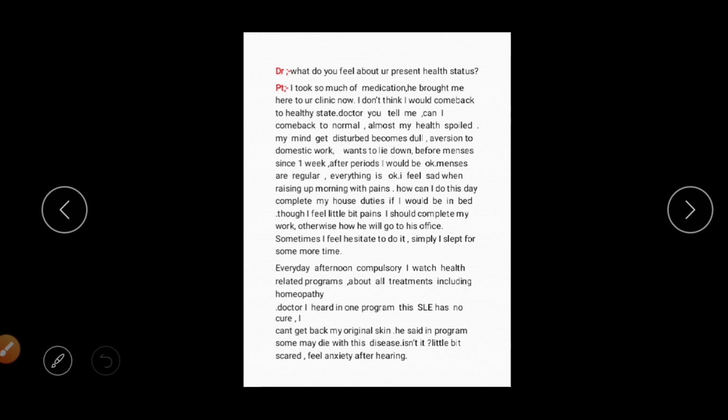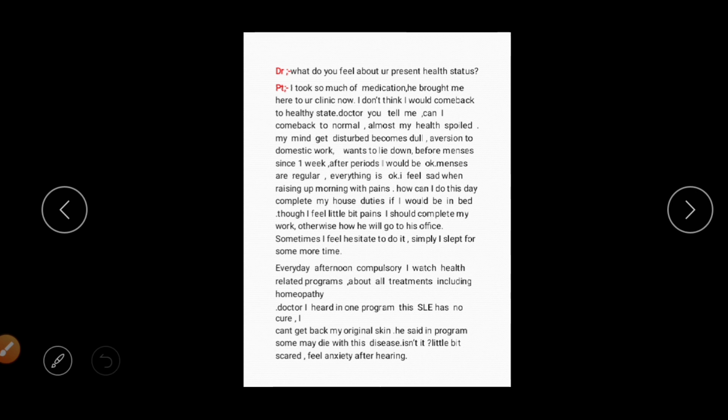I can't get back my original skin. He said in the program some may die with this disease also, isn't it, doctor? Little bit scared, feel anxiety after hearing the words of the doctor. So this is the case narration, the conversation between me and the patient.